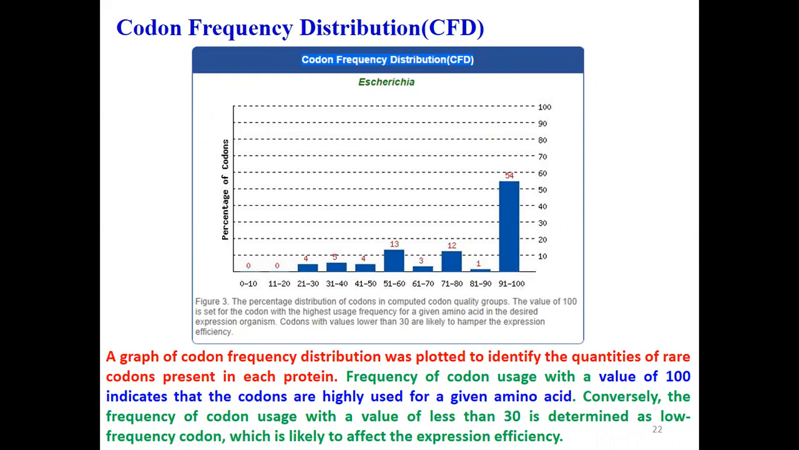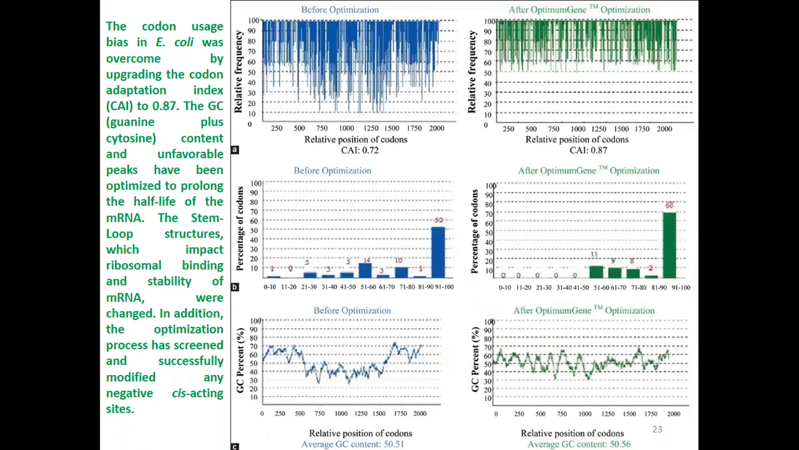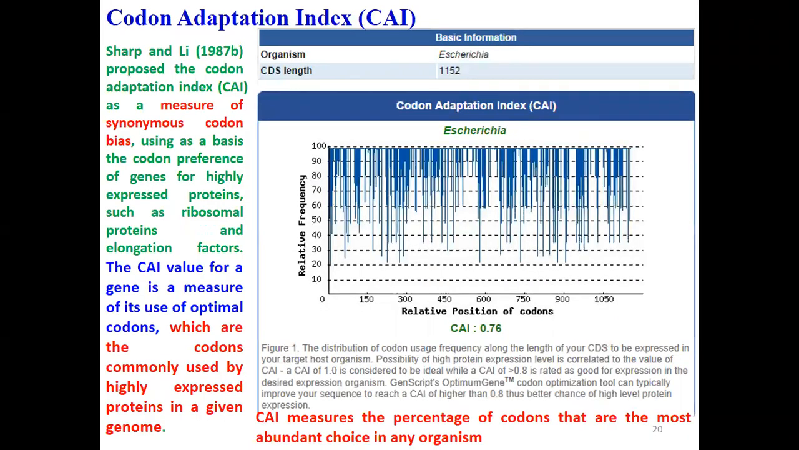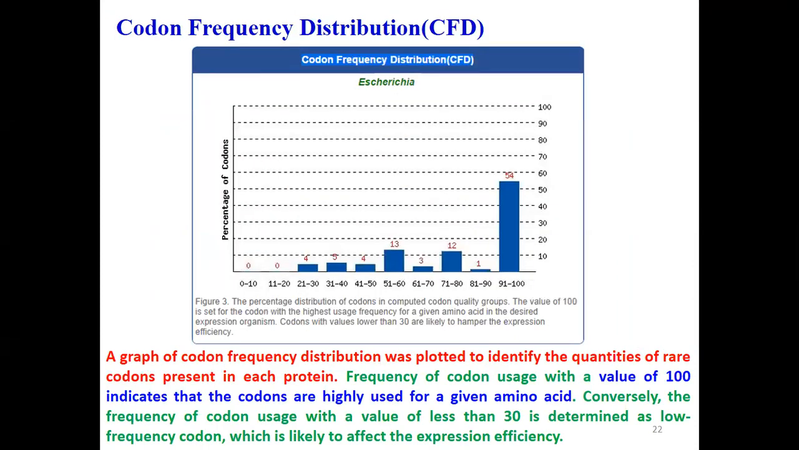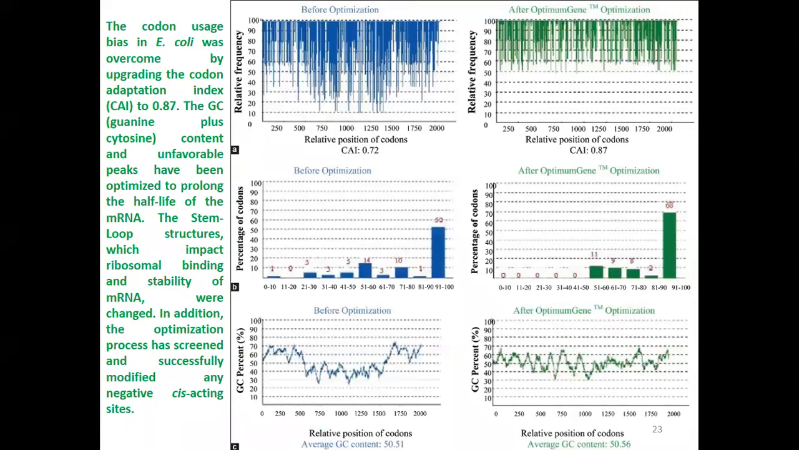So the more codons in the 90 to 100 range, the more likely the protein will be efficiently overexpressed. First they take the sequence, and after analyzing they give you these values: for example, your codon adaptation index is this, the GC content is this and is good. Then they give the codon frequency distribution, and you can analyze it. Then they give the option to optimize. They will optimize for you and give you different builds with this kind of sequence.